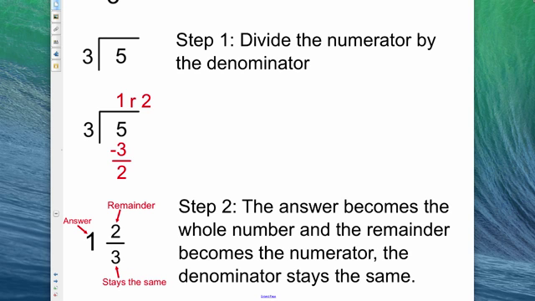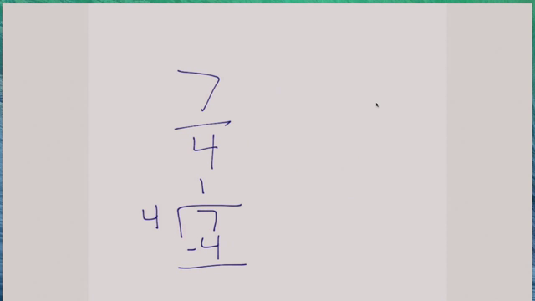Let's go ahead and get some practice. Let's go ahead and start out by converting the improper fraction 7/4 into a mixed number. We begin by dividing. We put the denominator on the outside and the numerator on the inside. When we divide 4 into 7, we end up with 1. 1 times 4 gets us 4, subtracted from 7, and that gets us 3. We end up with a remainder of 3.